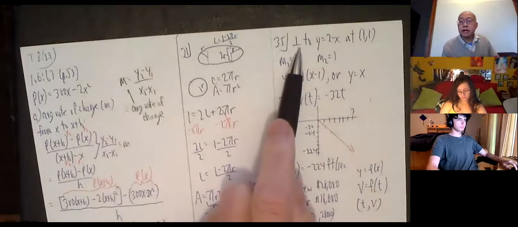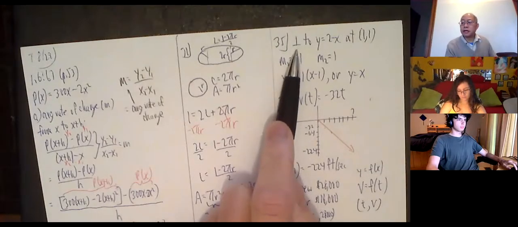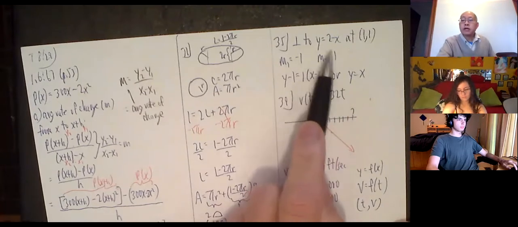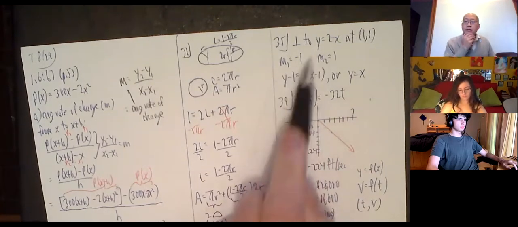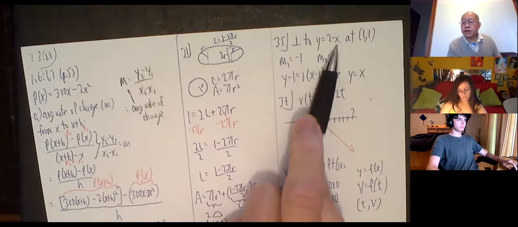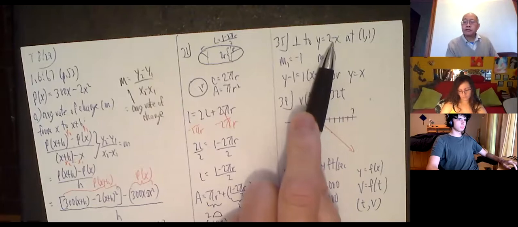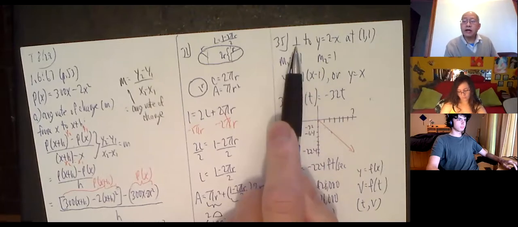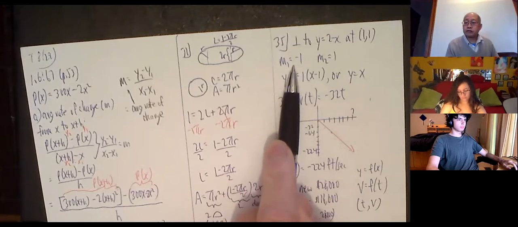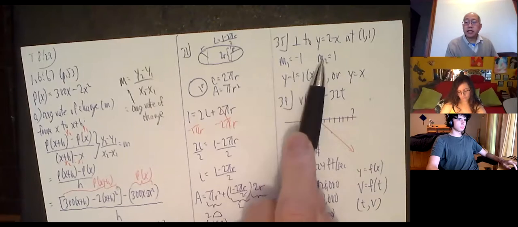Okay, perpendicular. This upside down t again means perpendicular to y equals 2 minus x at (1, 1). So m1 means the slope of the given line. So the slope here is -1. The coefficient of x is -1. So for perpendicular, I want the negative reciprocal. So I flip it and change the sign. What's the reciprocal of -1? Well, it's still -1. And change the sign, it's 1.